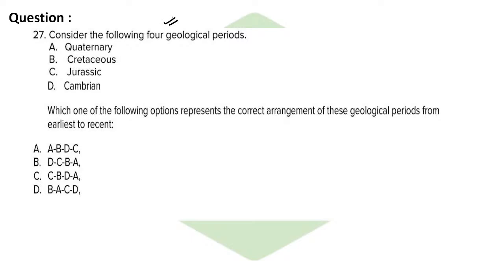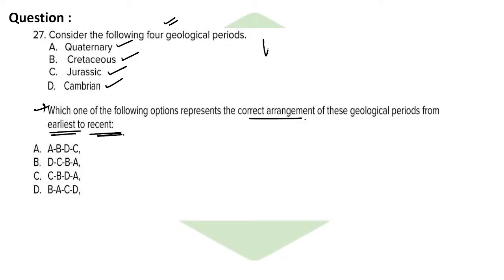Consider the four geological periods. You need to find the correct arrangement of the geological periods from the earliest to the most recent. You have Quaternary, Cretaceous, Jurassic, Cambrian. Try it out, everyone. Very easy question.